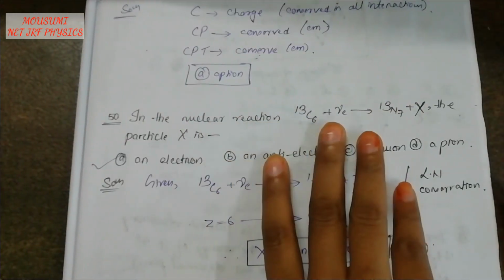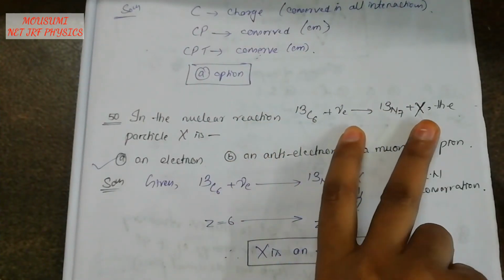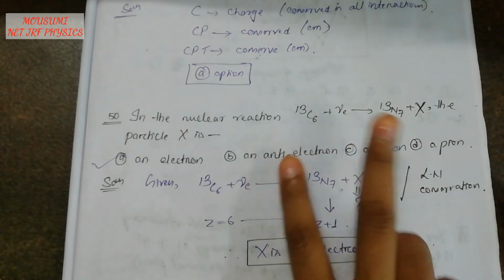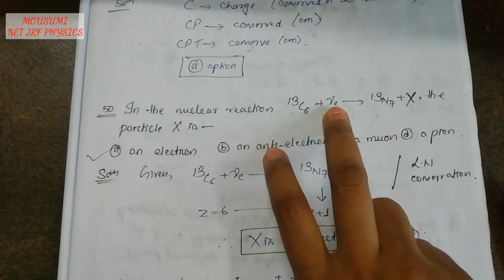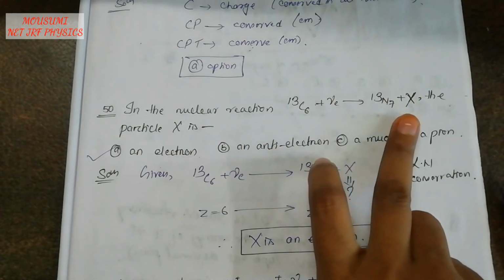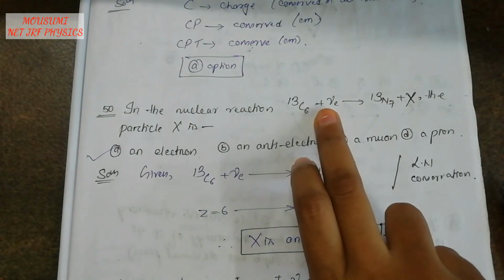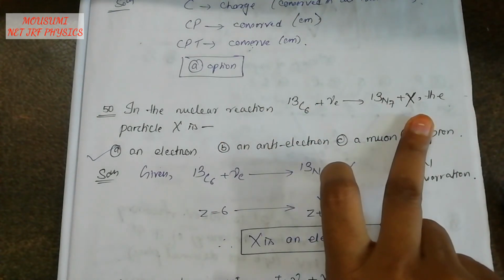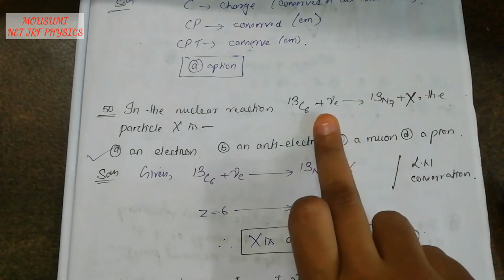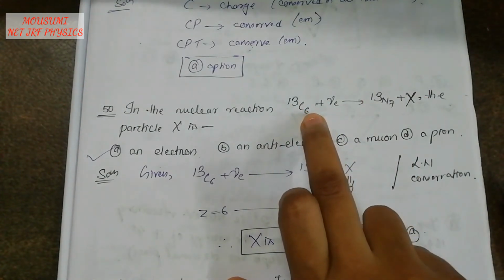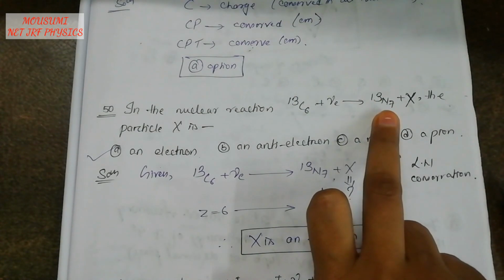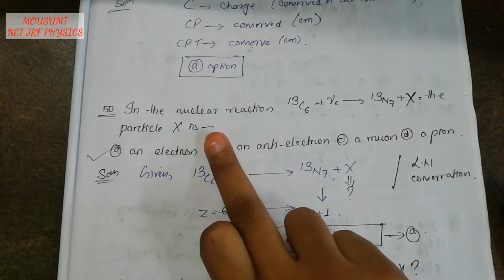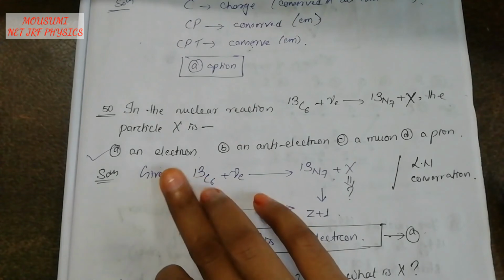Now in this reaction we have to find what is the particle X. You can see the lepton number conservation also, because here we have a lepton. To conserve a lepton we must have on the right hand side what? This is an anti-electron, so on the right hand side obviously there will be an electron and the lepton number will be conserved. Also, if you see the value of Z, here we have 6, but on the right hand side we have 7, meaning the value of Z is increasing by 1. We know that whenever an electron is produced, then Z increases by 1. So the X particle is an electron. So the correct option is option A.